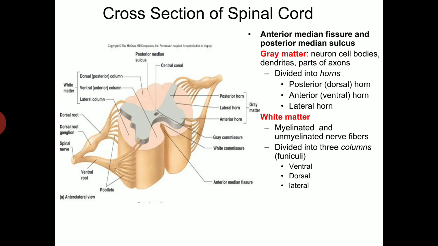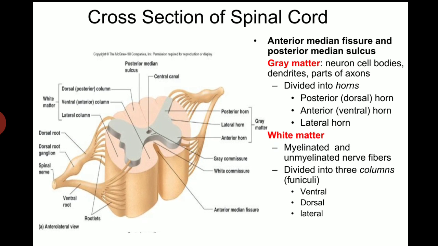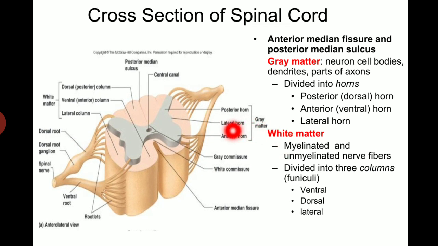Now, the internal structure of the spinal cord. This is basically a cross section of the spinal cord. So first of all, anteriorly, we can see here the anterior median fissure, and this one is the posterior median sulcus.